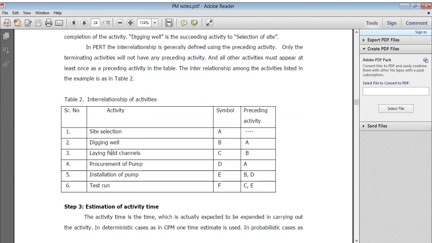Wait a minute. So site selection has a symbol, A. It means it is completed, and preceding activities means you have not started work, only selected. Digging the well comes under symbol B, and its preceding activity is A, meaning the work is going on. Digging the well needs the required manpower, machine and material, right? That is called preceding activities. Now laying field channels, obviously the symbol is C, and its preceding activity is B. After digging the well, you put the machines, channels and material in that particular site.